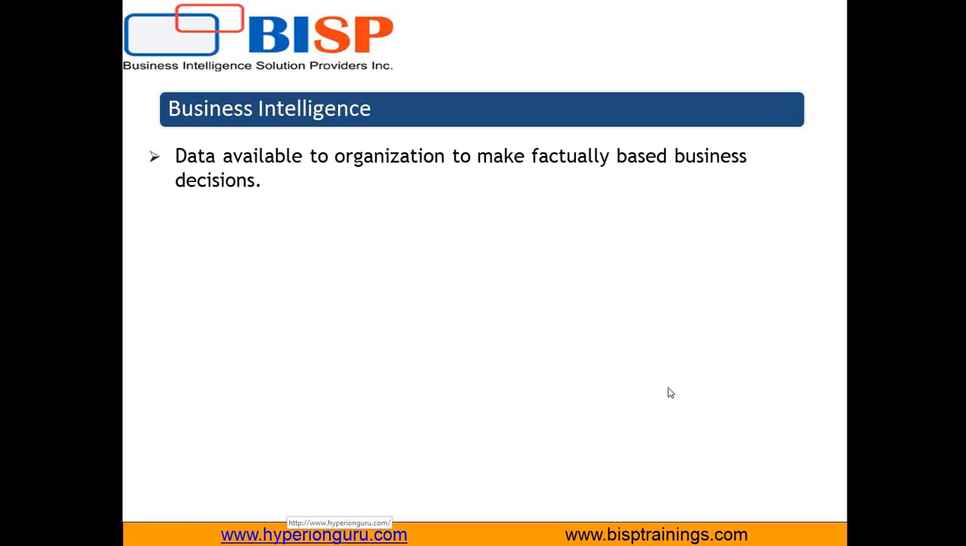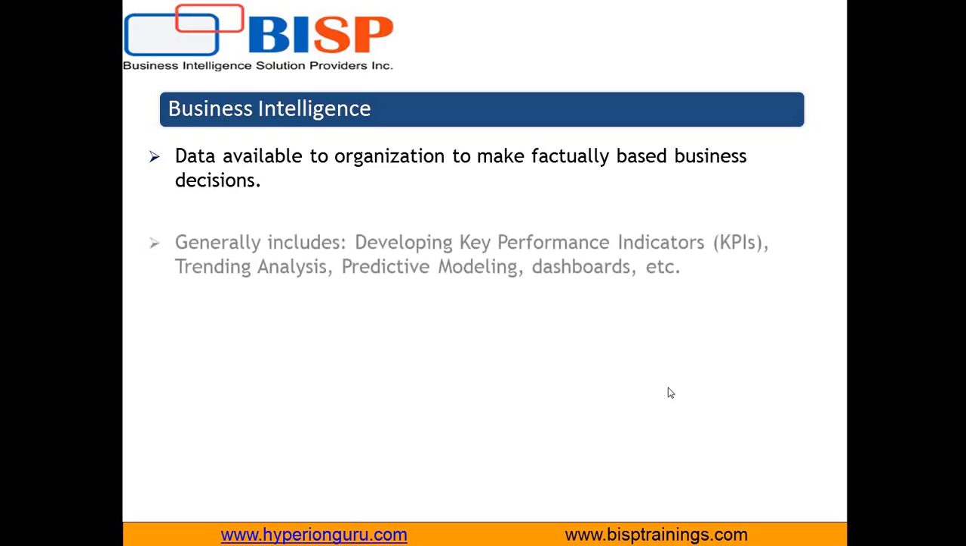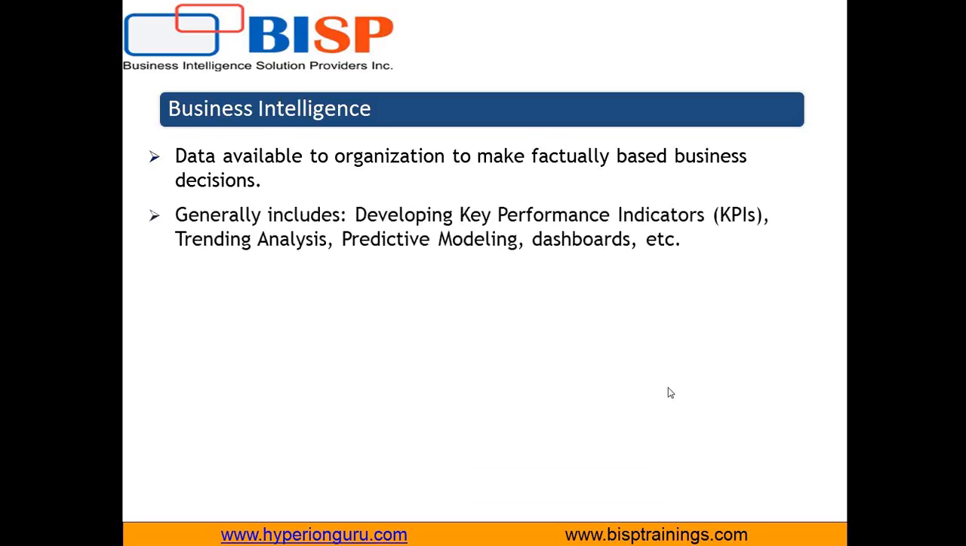So what is business intelligence? Business intelligence is the data available to organizations to make factually based business decisions. Business intelligence has its own streams, its own set of algorithms which are different from business analytics. So we have data available which helps our organization to make factually based business decisions. Business intelligence is a stream which actually gives you a decision. So it generally includes developing key performance indicators, the short form which is widely used is KPIs, trending analysis, predictive modeling, and dashboards.